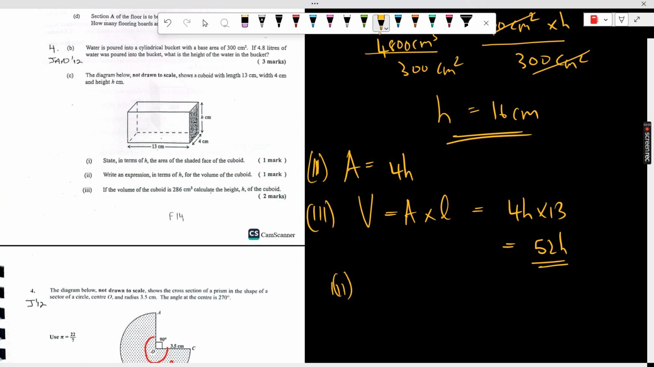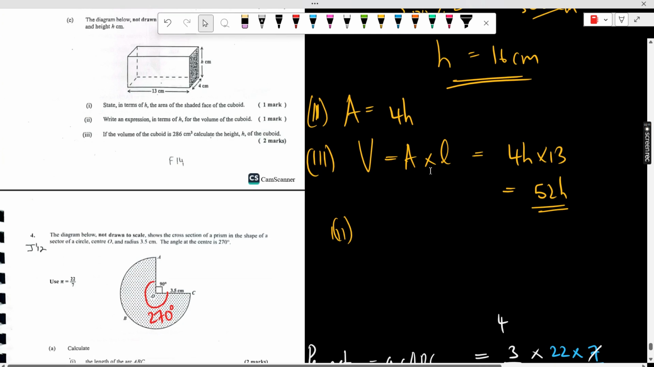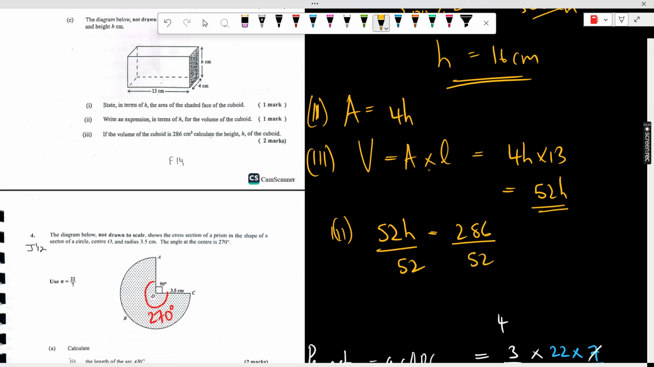Part three tells us if the volume of the cuboid is 286 centimeters cubed, calculate the height h of the cuboid. In part two, we just wrote the expression for the volume, and we can just equate that to 286. So we can say 52h is equal to 286. We want to solve for h, so divide both sides by 52. Those cancel, so h is equal to 286 divided by 52.